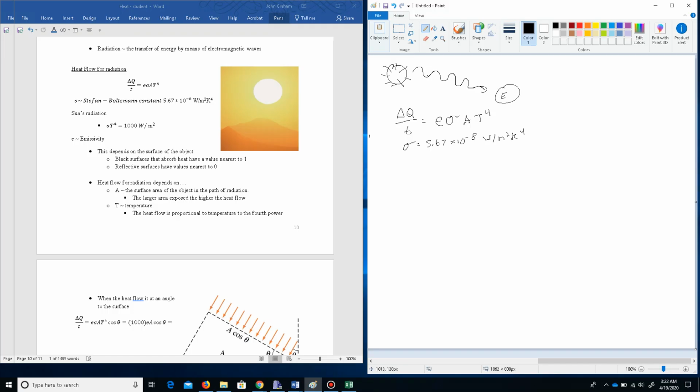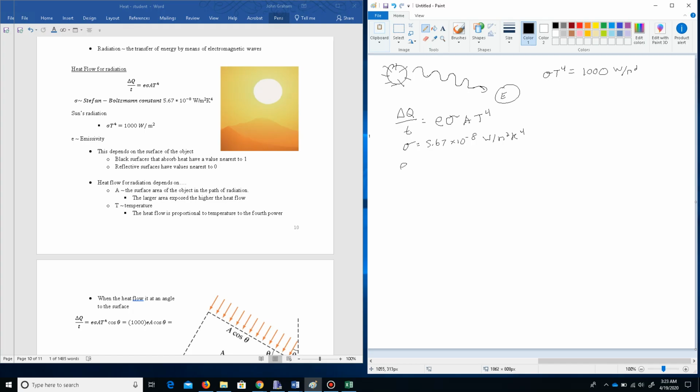For the sun, this constant times that temperature to the fourth, the sun's about 6,000 degrees in temperature. For the sun, that is treated as constant, probably because it is the closest energy source, as 1,000 watts per meter squared. So if you know your energy source is the sun, you can kind of skip all that math with this being 1,000.